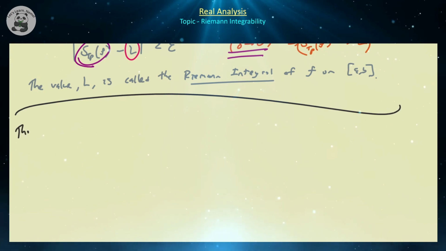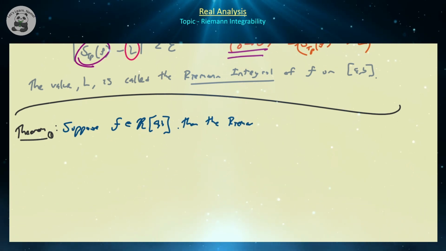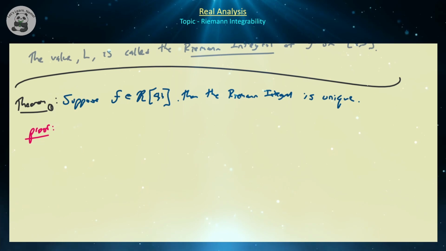So let's introduce our very first theorem for Riemann integrability. The first theorem says the following. Let's suppose that f is Riemann integrable on the closed interval AB. Then the Riemann integral of f on AB is unique. So if the Riemann integral exists, then it is unique. This isn't surprising. It's practically the same exact result that we had for limits of functions. So let's see if we can give a formal proof for this.